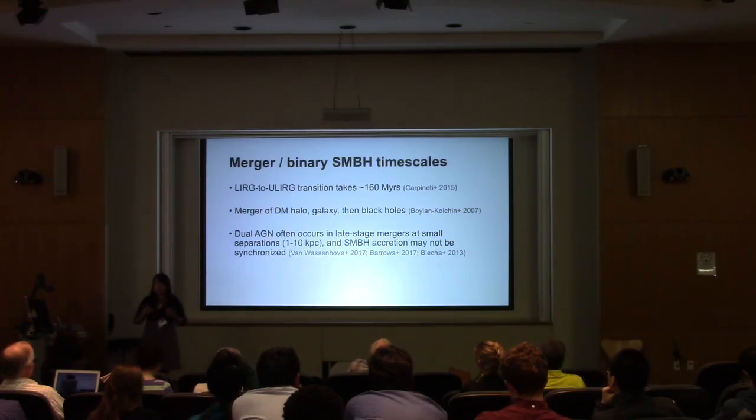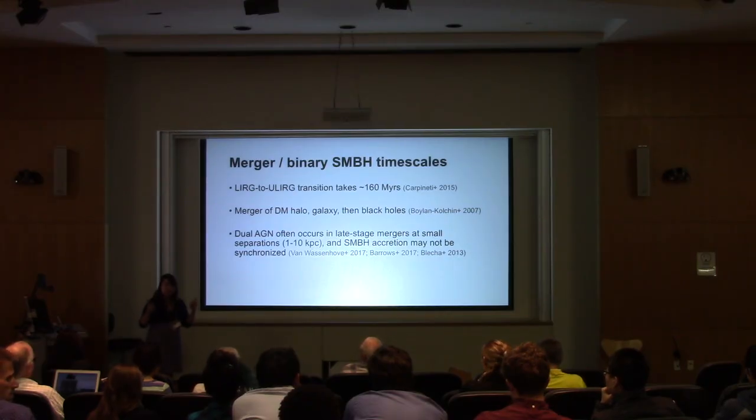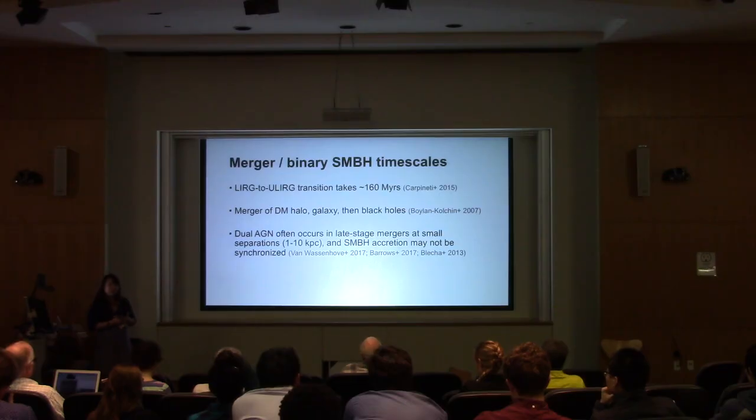So we sort of see that the LIRG to ULIRG transition, if following the merger sequence, might take place over a few hundred million years. And if you understand that the sequence is such that you merge first the dark matter halo, then the galaxy, and then the black holes, then you might expect to see a lot of binary supermassive black holes, or even a triggering of AGN pairs in the late stage mergers. And actually, that's often hard to find.